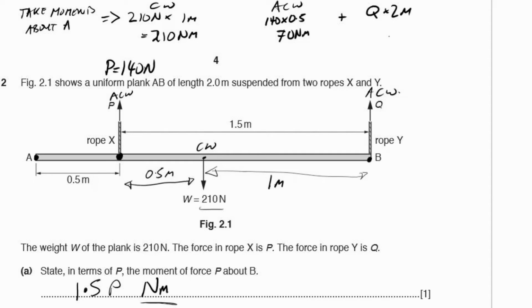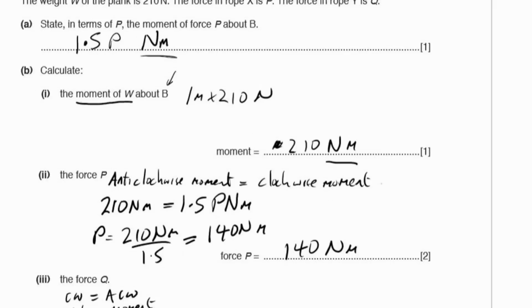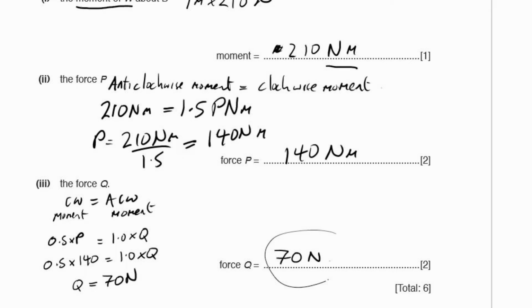There we are. Okay, so let's look at that. 70 Newton meters plus 2 meters times Q, they have to be equal. So I just subtract 70 from both sides, and what I get is 140 Newton meters must be equal to 2Q, which means divide both sides by 2, and I get 70 newtons equals Q. Okay, so let's go down here and see we've still got the same answer.